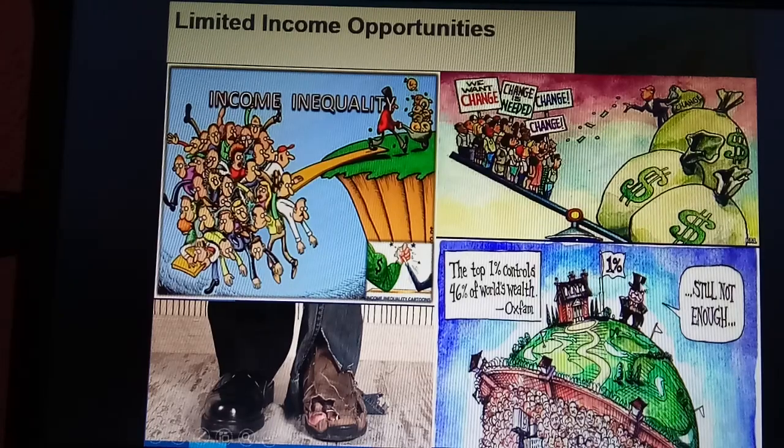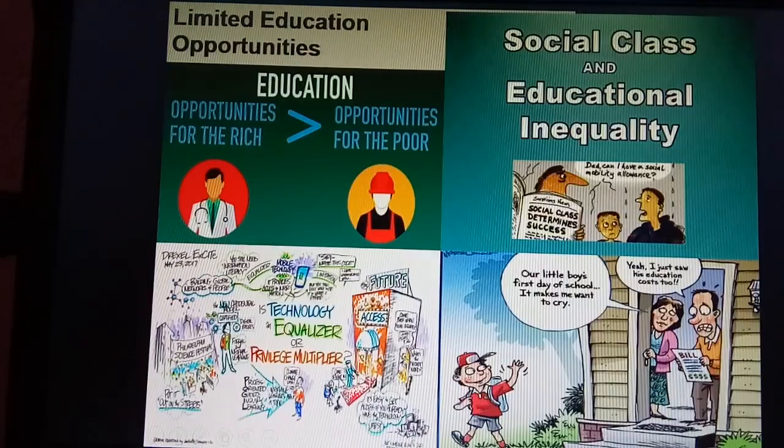Only 1% controls 46% of the world's wealth. Yet, in this illustration, this rich man is saying, still, it's not enough.